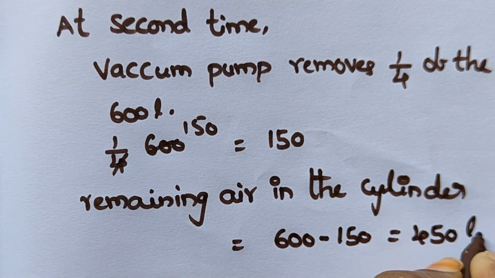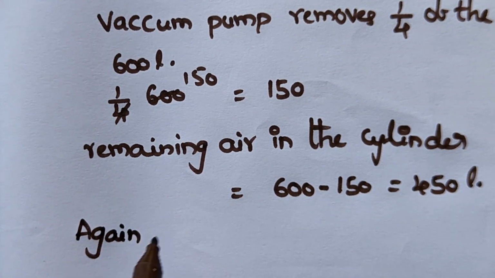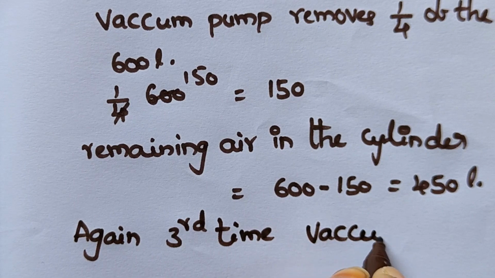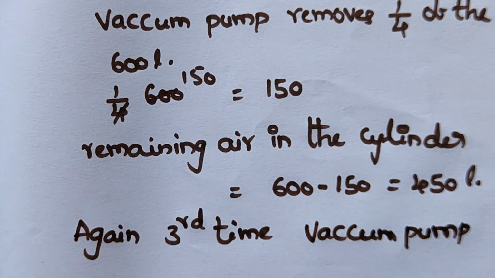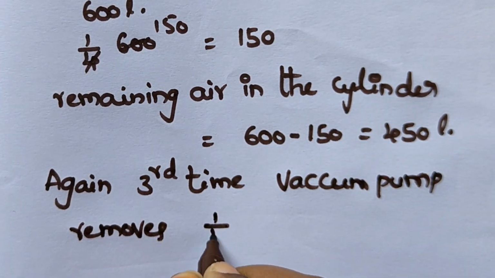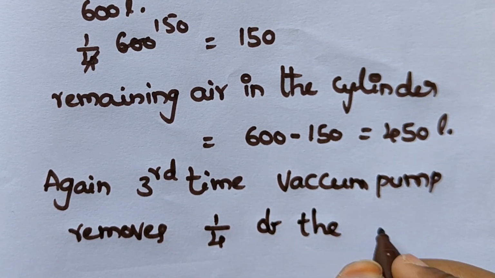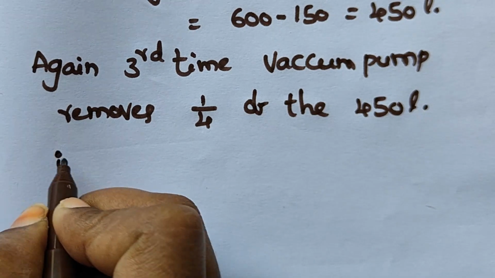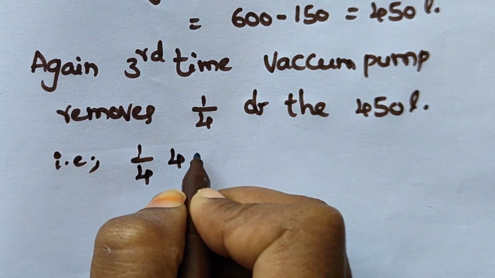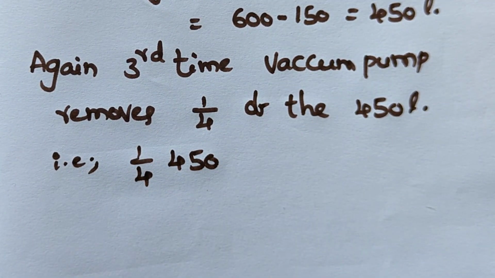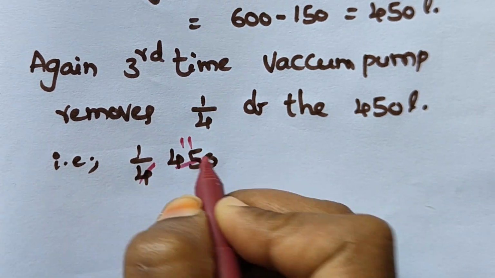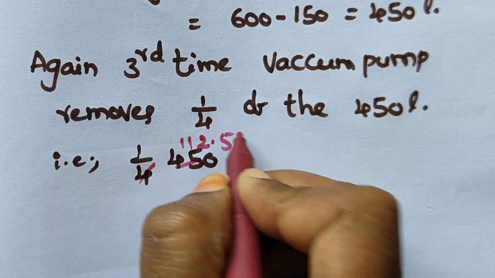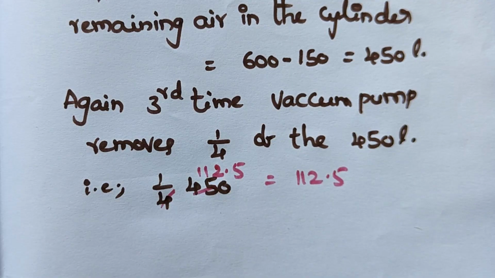Now the cylinder has 450 liters of air. Again third time vacuum pump removes 1/4 of the air. Situations are all for a list formation, for a series formation. 1/4 of the 450 liters, 1/4 into 450. After cancellation we have 4 1s are 4, 4 2s are 8, 4 5s are 20. Therefore 112.5 liters.